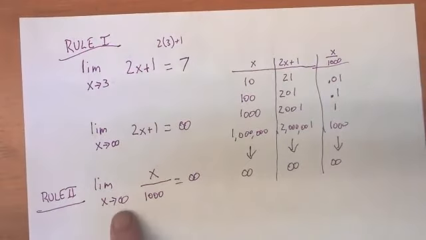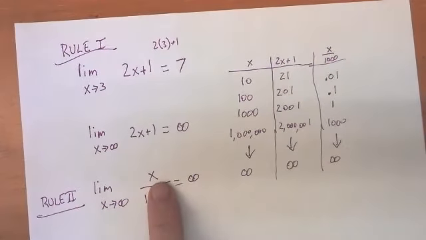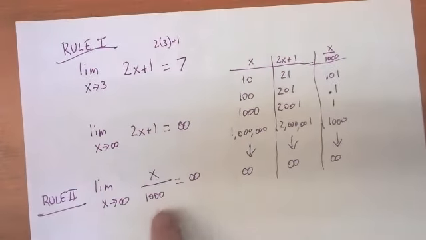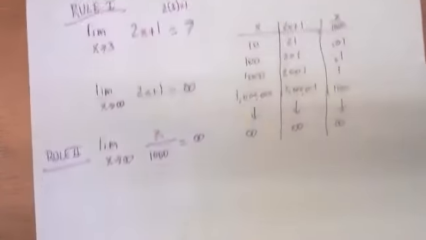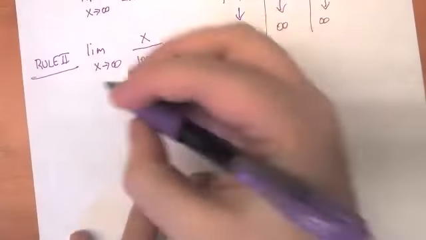The second is that if you have a limit as x approaches infinity and x is in your numerator, so your numerator is approaching infinity and your denominator is standing still, the limit is infinity no matter how big the denominator is. And so I want to talk about a separate case now.